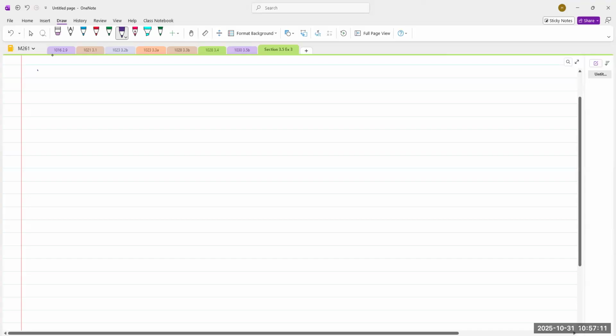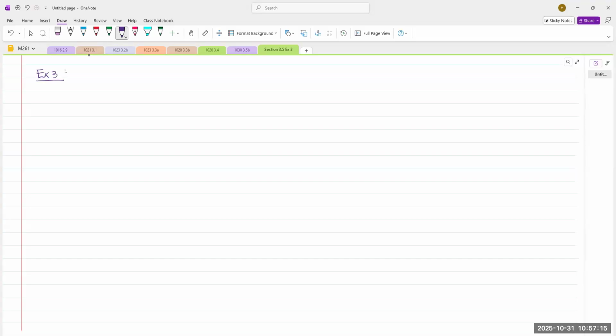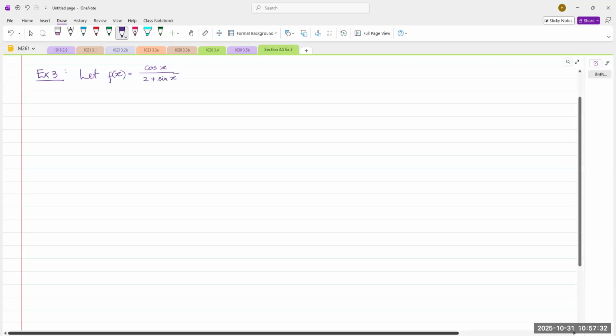Book. Let's see what that example is first. The question is example 3. We will sketch this function, let f(x) equal cosine x over 2 plus sine x. You know what? Let me make sure that's the question. That's right. That's the question.